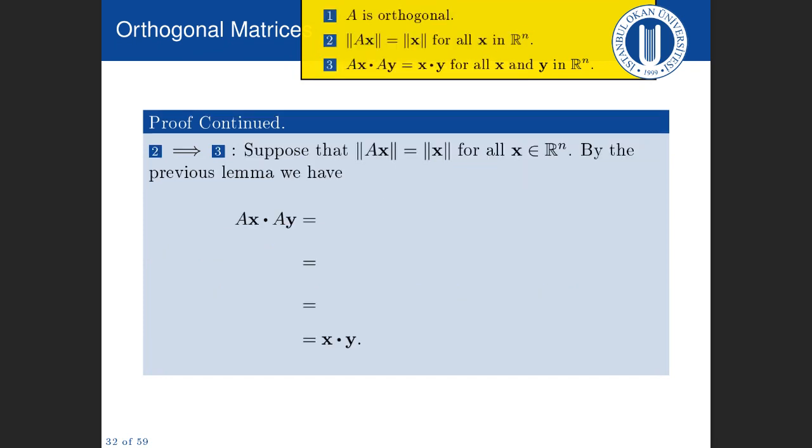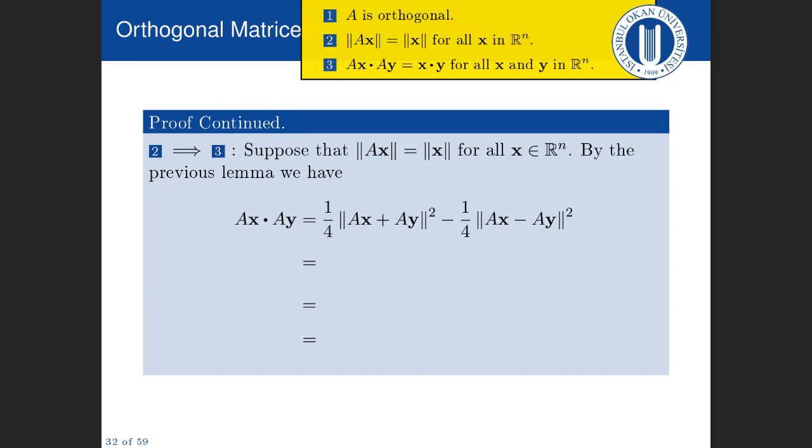Next, I want to prove that 2 implies 3. If we know that the norm of Ax is equal to the norm of x, then I want to use that to prove that Ax dot Ay is equal to x dot y. And to do this, we're going to use the lemma that we've just done.